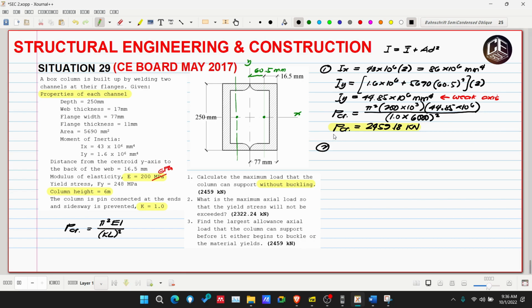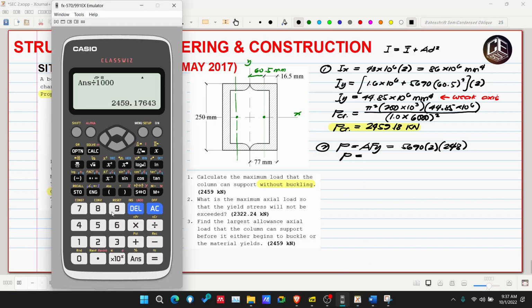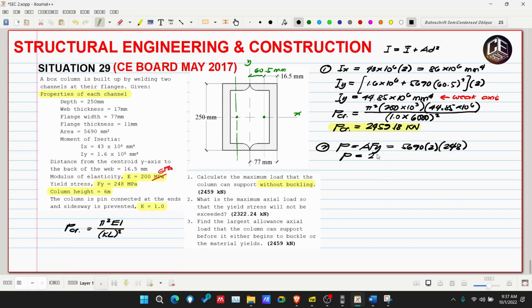Okay? So, number 2, what is the maximum axial load so that the yield stress will not be exceeded? So, sa yield stress tayo, FY. Ang ating FY is 248 megapascal. So, ibig sabihin, ang ating strength na P is equivalent to area multiplied by stress na FY. So, ang area natin is 5,690 then multiplied by 2 para sa buong assembly natin multiplied by FY. So, 248. So, Newton ang makukuha natin dito. Divide lang natin ng 1,000. So, 5,690 multiplied by 2 multiplied by 248, divided by 1,000. So, 2822.24 kilonewton.